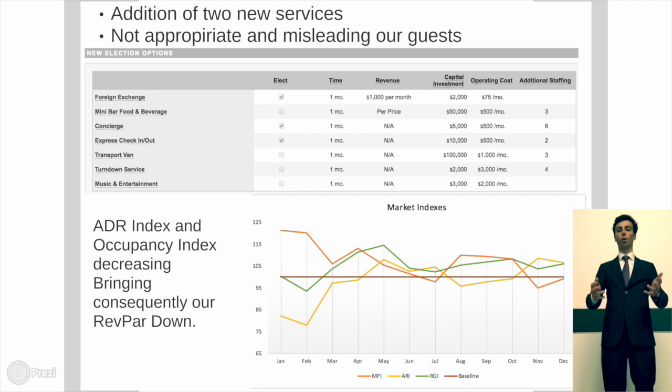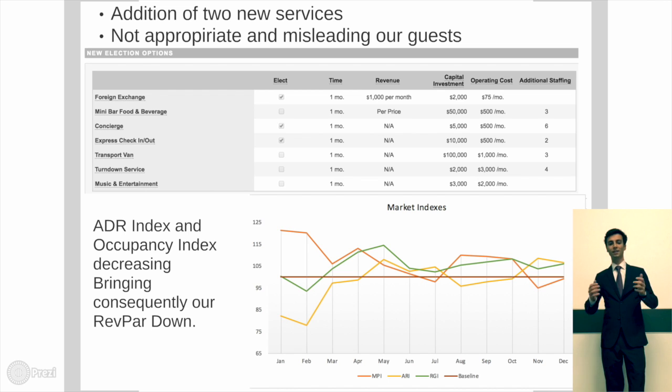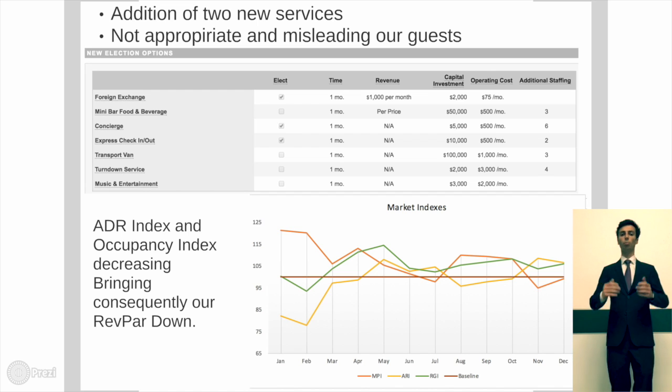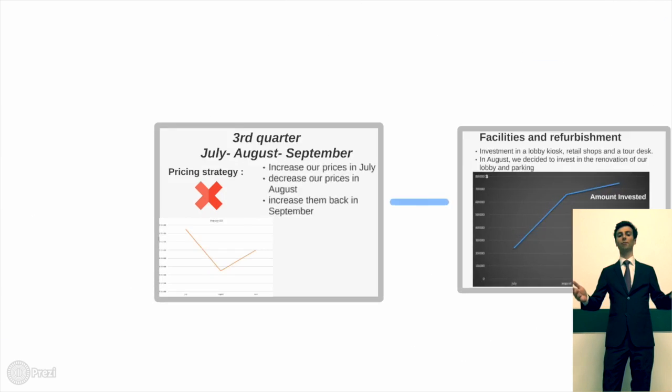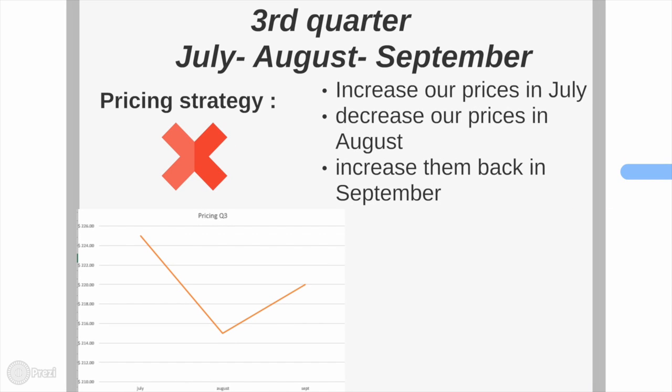Unfortunately, we meant to promote our hotel by cutting down our rates by $10, along with advertising and investing in refurbishment. Moreover, we added two new services. It sends a mixed signal and is not logical. Therefore, both the ADR index and the occupancy index decreased, bringing the RevPAR index down as well.